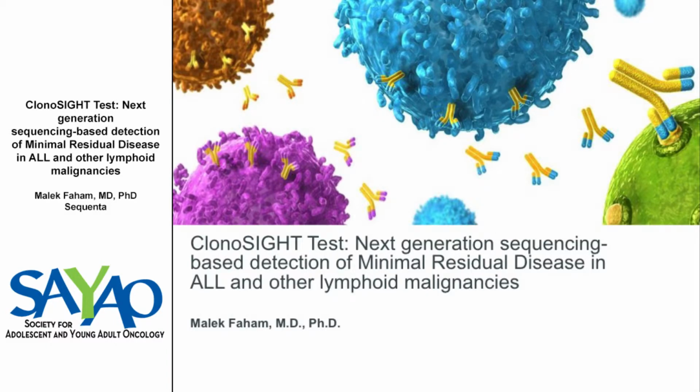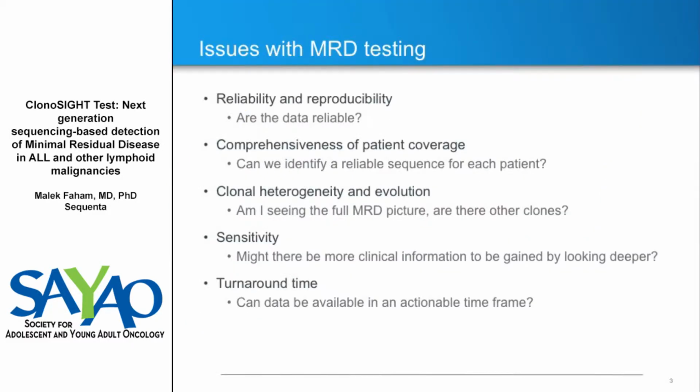So we're talking about the next generation sequencing-based detection of MRD in ALL, and then I'll have a couple other slides on other lymphoid neoplasms also. So what are the issues in MRD testing? What is it that you would like to see in a test that is for MRD testing?